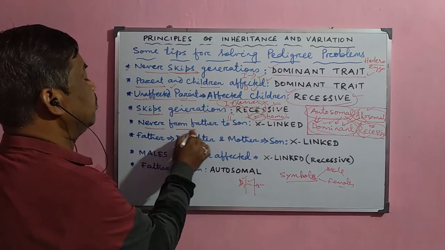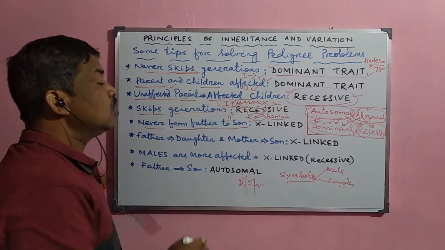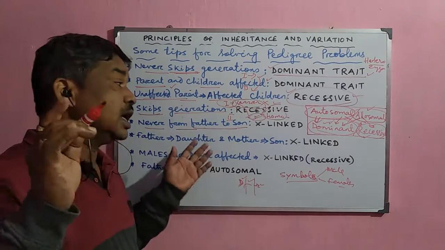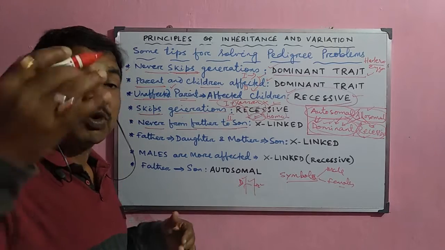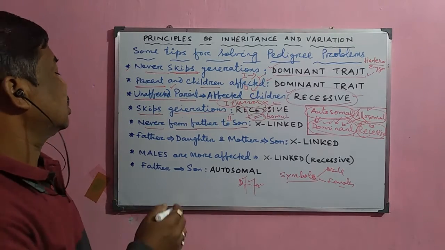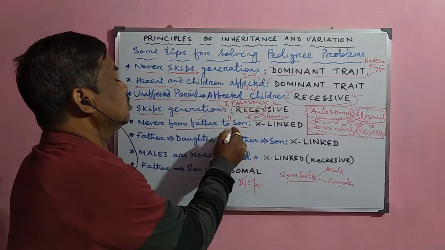They are never transmitted from father to son. Why, in case of sex-linked or X-linked disorders, are they not transmitted from the father to the son?